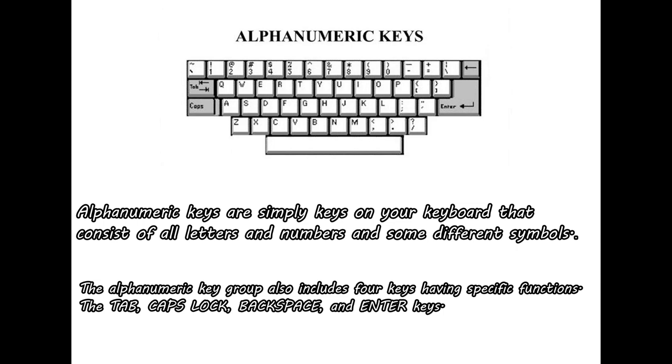When we use Microsoft Word, if we press the tab key, the cursor goes a specific distance from its first point. When we write a letter in Microsoft Word, we get this letter. But when we press caps lock, we get the capital form of this letter. This is the work of caps lock. When we press the backspace key, it deletes the previous output in the window. And when we press the enter key, it goes to the next line.